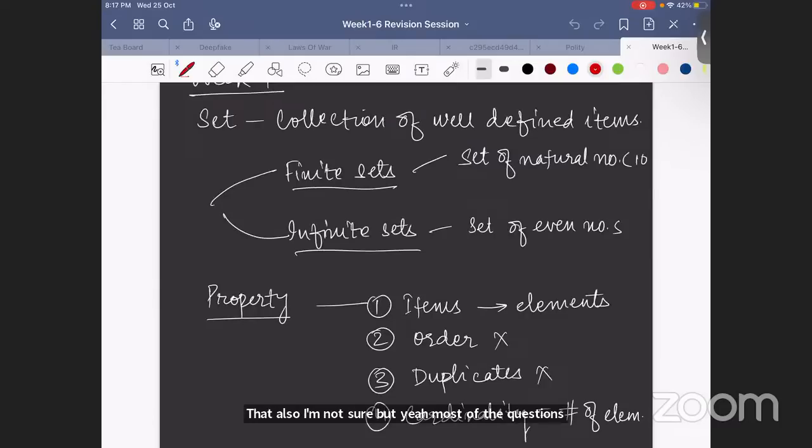So for MSQ, you can get some basic questions. There you can be given some 4 or 5 options, and then you need to choose which of the following are correct, or which of the following is incorrect. So whatever statements I have written in this PDF, you should be thorough about that.